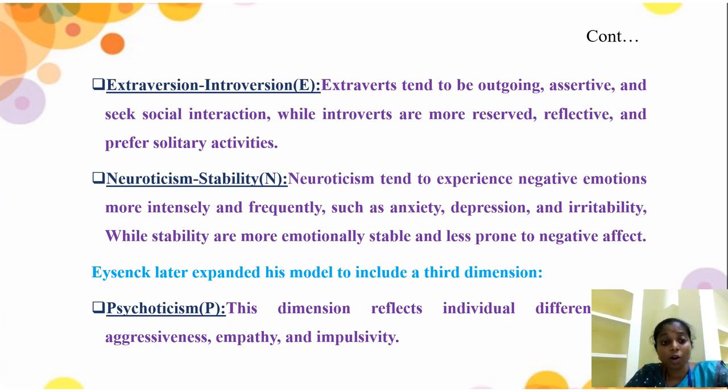Eysenck later expanded this model by including a third dimension, psychoticism, denoted by the letter P. A person with psychoticism will be more aggressive, and may have lower empathy and impulsivity.